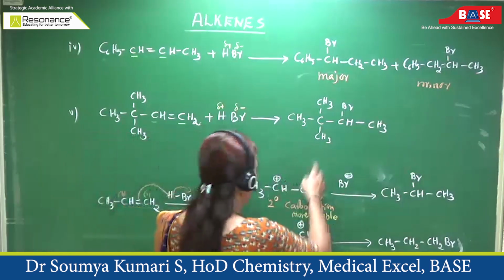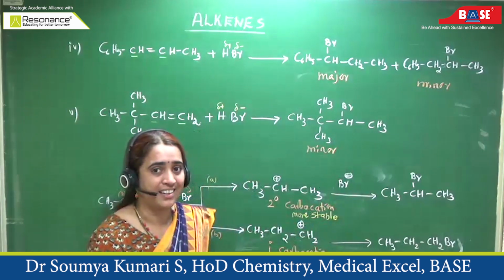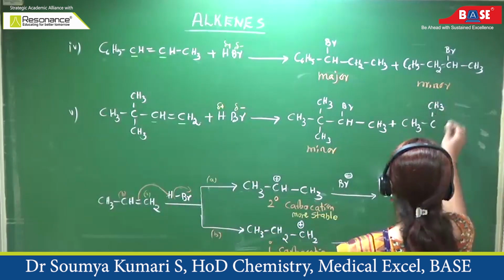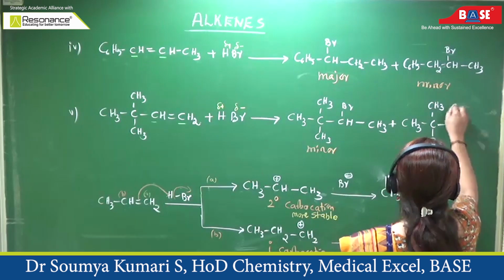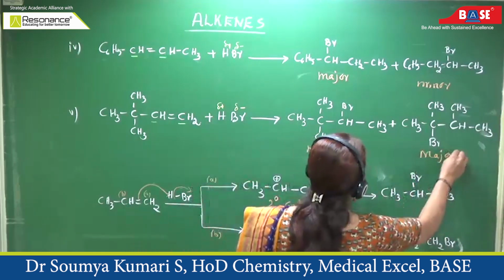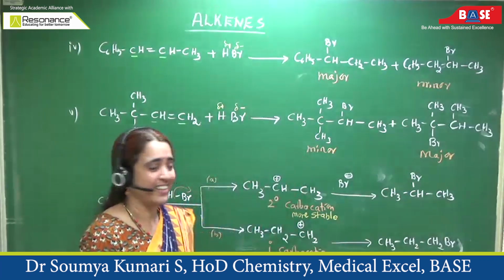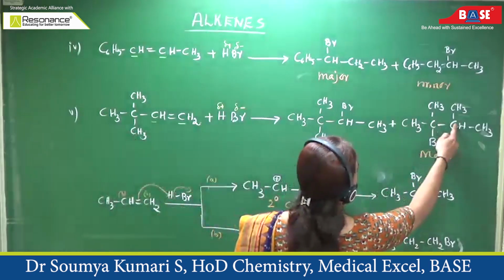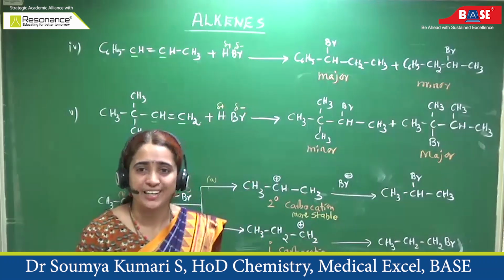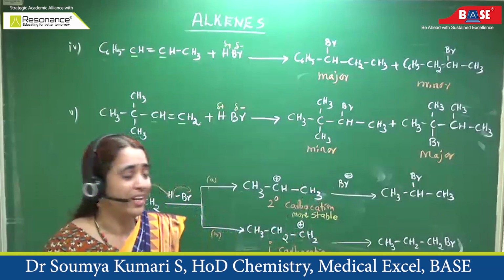But this product is appearing as a minor product. Minor product, surprisingly. Then which is the major product if you ask me? What is the major product? Br attaches to this carbon, and a CH3 will be migrated here, and CH3 here. So this is the major product. See the difference. An unexpected product is going to form there. What is this product? 2-bromo 2,3-dimethyl butane. Expected was 2-bromo 3,3-dimethyl butane. But we are getting an unexpected product. It is not according to the Markovnikov rule.